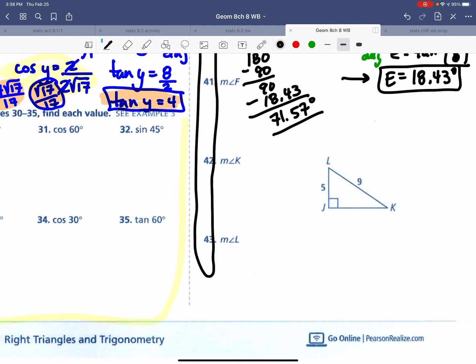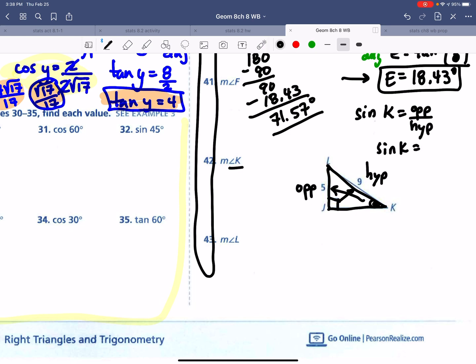Cool. We'll do this one. Looks similar, right? They want me to find the measure of angle K. So this looks like the opposite, and opposite the box is the hypotenuse. So we're going to pick sine. Sine of angle K is opposite over hypotenuse. So the sine of K is 5/9. Scooting that over a little bit, right? 5/9. Let's take the inverse sine of both sides. So K would be the inverse sine of 5/9.